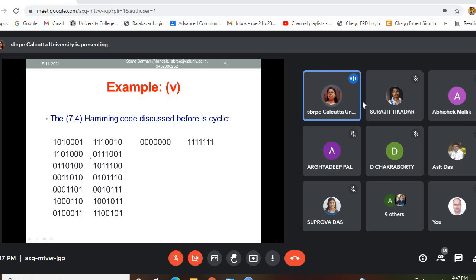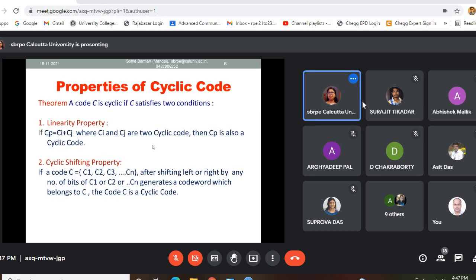So obviously this Hamming code is a cyclic code. In this case, you also have to check whether this code satisfies the other properties of the linear block code, that is the zero code word property and the linearity property. So the properties of a cyclic code must satisfy two conditions. One is the linearity property.